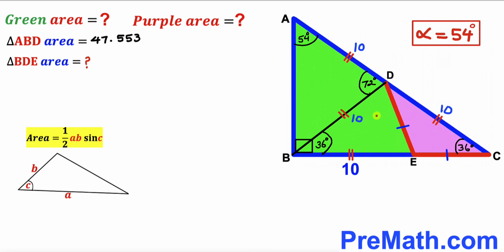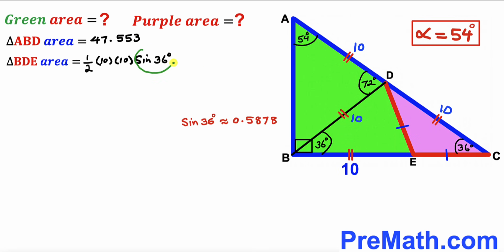So thus the area of the triangle ABD turns out to be 47.553 square units. And now we are going to calculate the area of this triangle BDE as well. And we are going to be using the very same area of a triangle formula once again. Here in this triangle, our two sides are 10 and 10, and the angle in between is 36 degrees. So therefore the triangle BDE area is going to be a half times 10 times 10 times sine of angle 36 degrees.